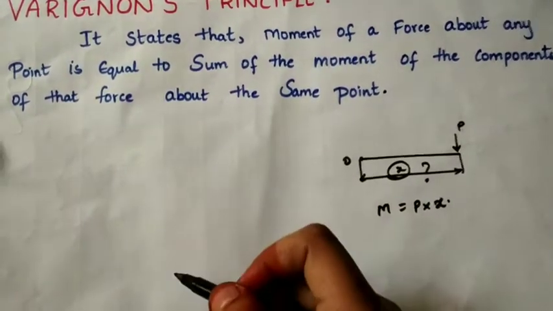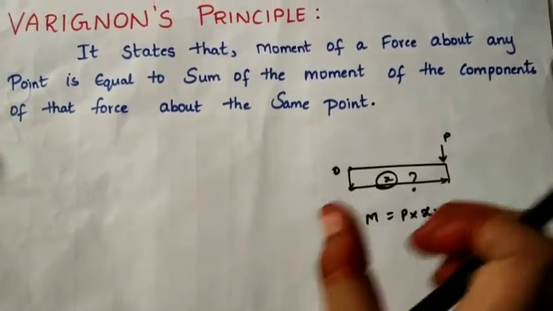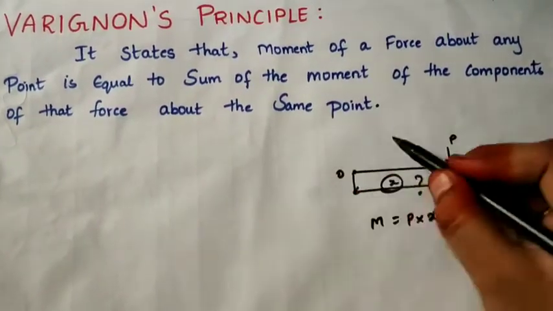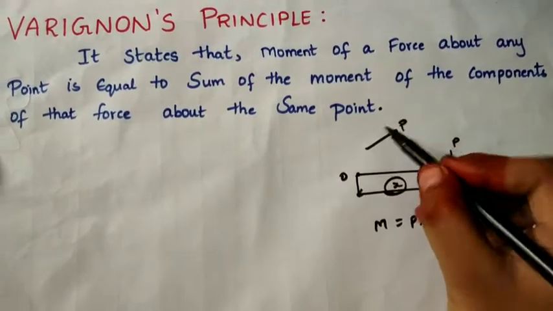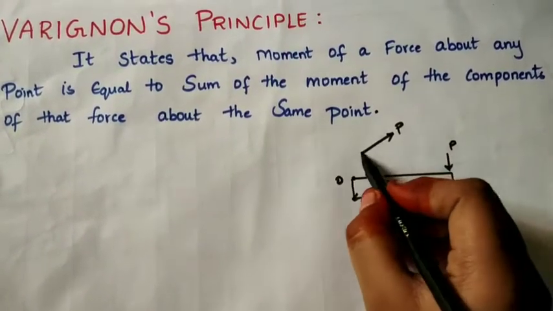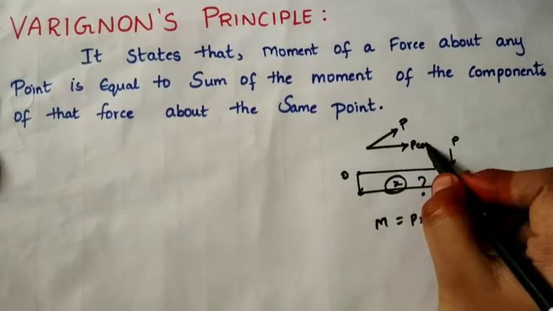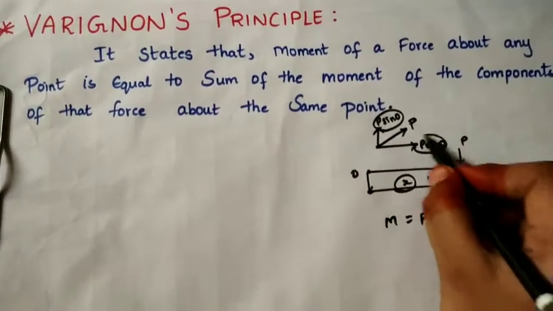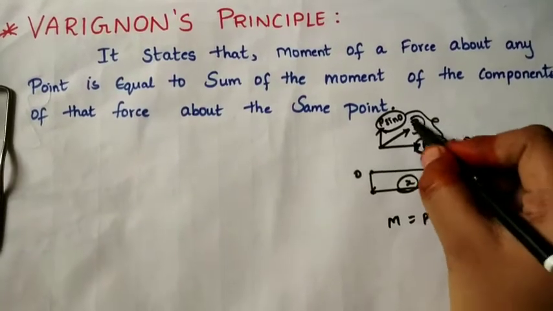So if we don't know the x, that means for some cases at angular forces we don't know the exact perpendicular distance. So in those cases the moment of components will be equal to the force P. That means x component and y component will be equal to P.